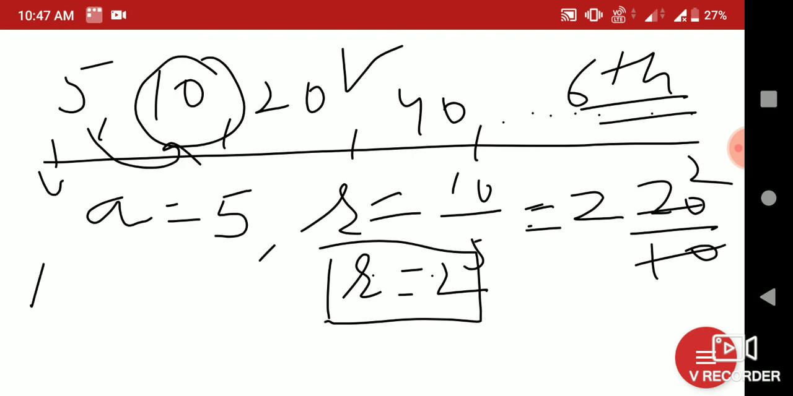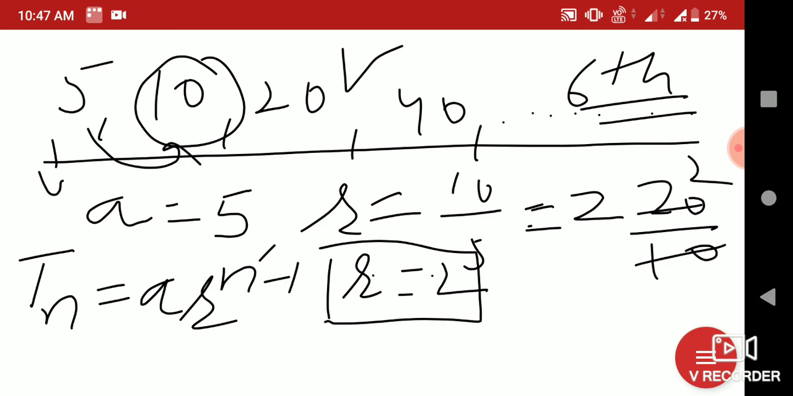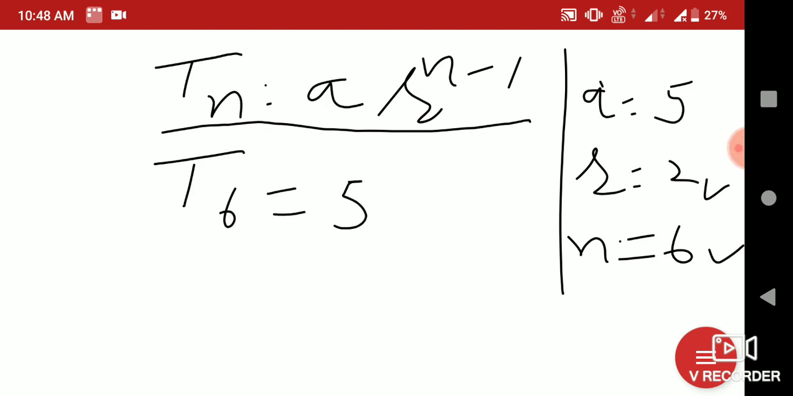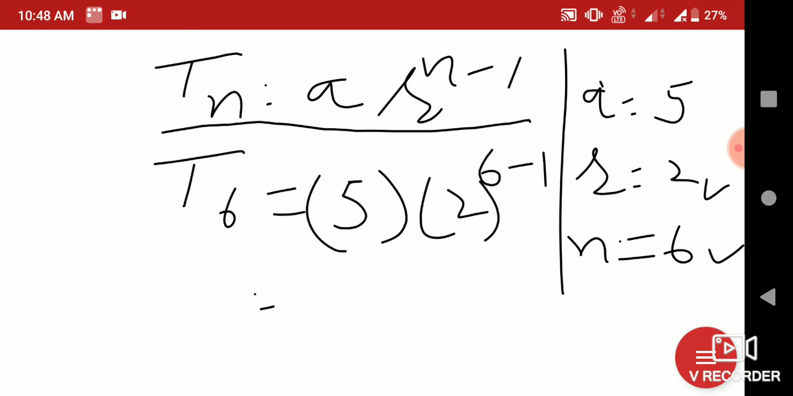So you know the formula to find the nth term. Tn is equal to a r raised to power n minus 1. This is the formula you have to apply. T6 we have to find. Here the formula is this. We have a is equal to 5, r is equal to 2 and n is equal to 6. Putting the value of a as 5, r is 2 raised to power 6 minus 1, again 5 into 2 raised to power 5.